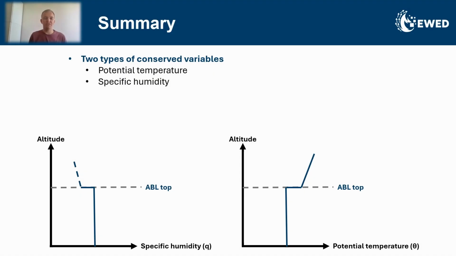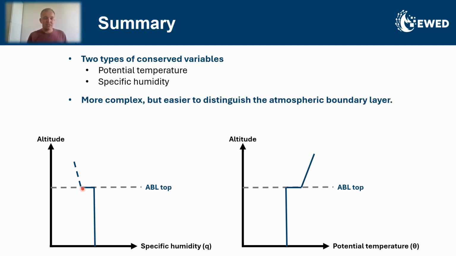So to summarize what we have discussed today, we have two types of conserved variables that the soundings show. The first is the potential temperature, which has a mixed layer, a positive temperature increase, and then it warms in the free troposphere. Additionally, we have the specific humidity, which is the amount of water vapor per amount of air, which is nicely mixed within the convective boundary layer, and then above the boundary layer, we typically have a much drier free troposphere because the main source of humidity and moisture is the Earth's surface.